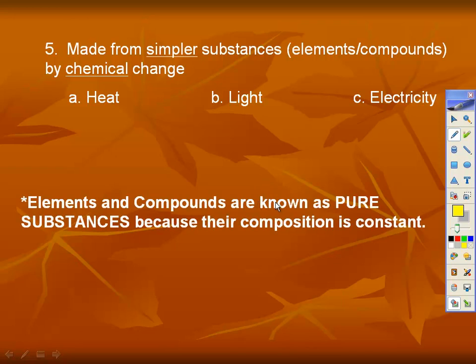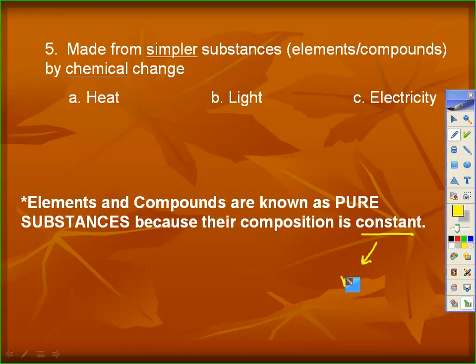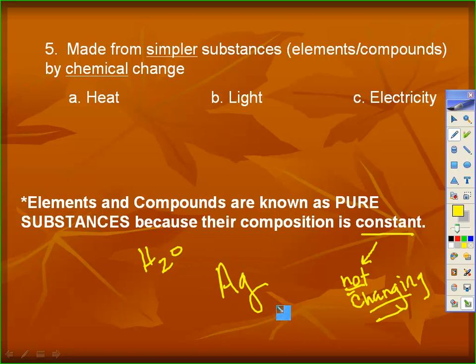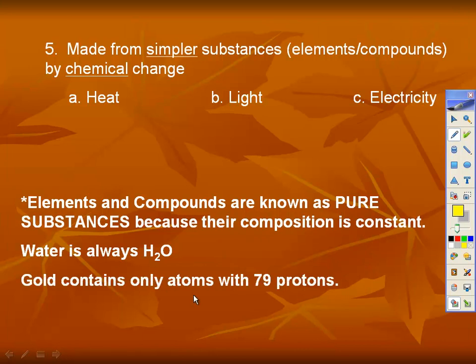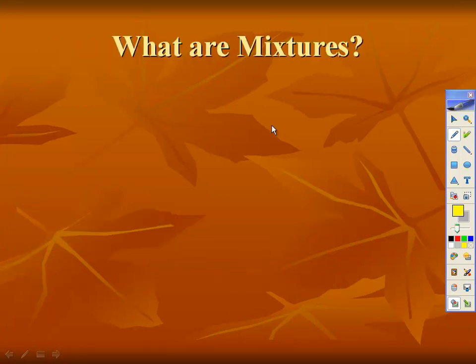Elements and compounds are known as pure substances because their composition is constant. That means their composition never changes. Water is always H2O. Silver is always atoms of Ag. We know what their composition is, what they're made out of. What their makeup is never changes. Huh, that's what I just said. Oh, gold always contains atoms with only 79 protons.